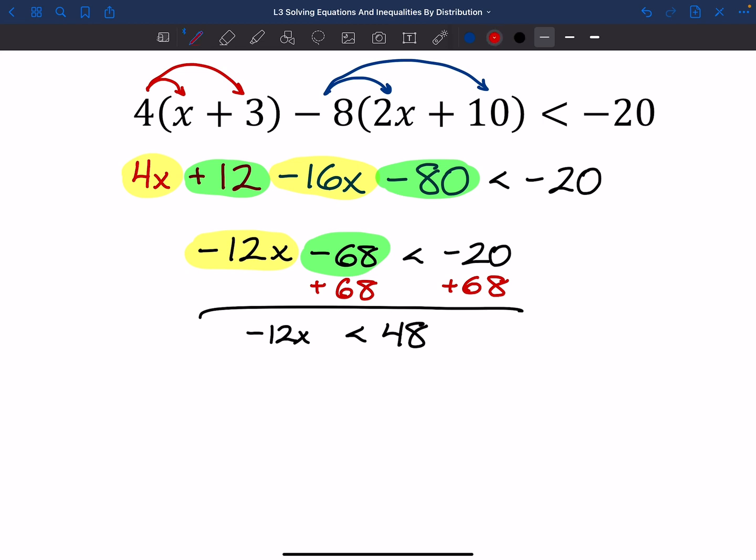Last but not least, that's -12 times x. I want to undo that, so I'm going to divide by -12. Again, doing the same thing on both sides. We get x, the other side we get -4, and we divided by a -12, so I got to flip my sign to face the other way. Be careful that you make sure you do that.